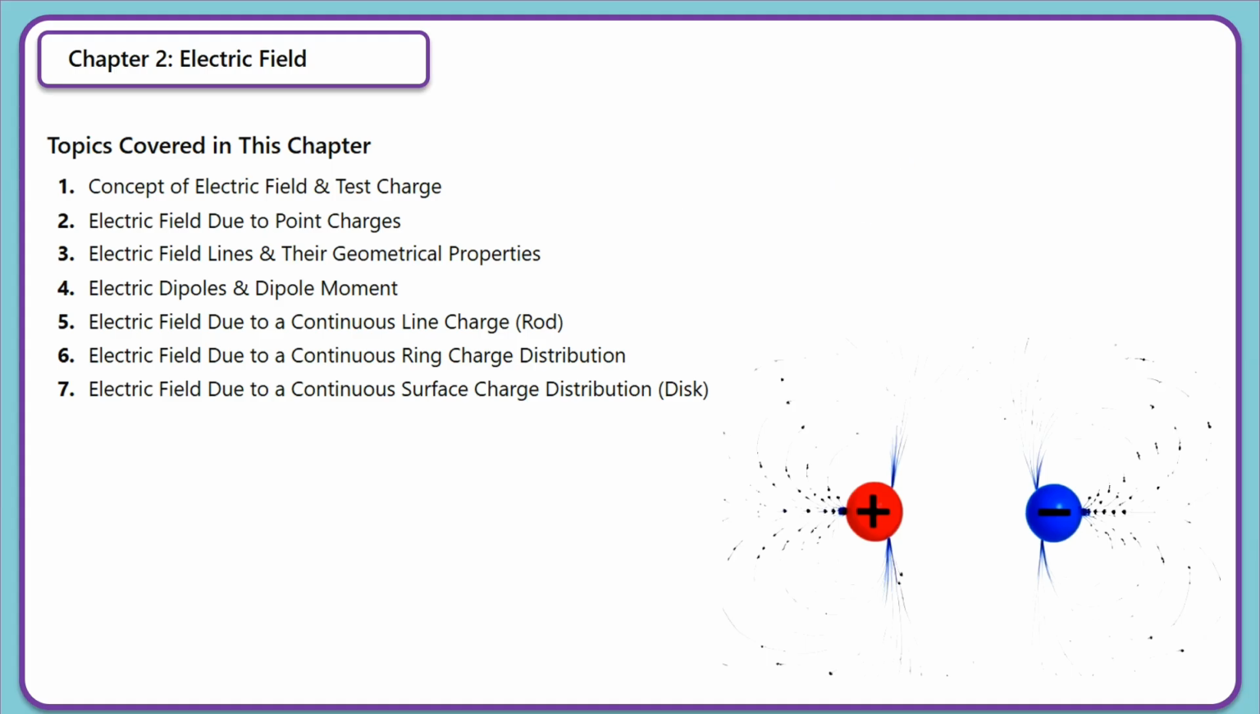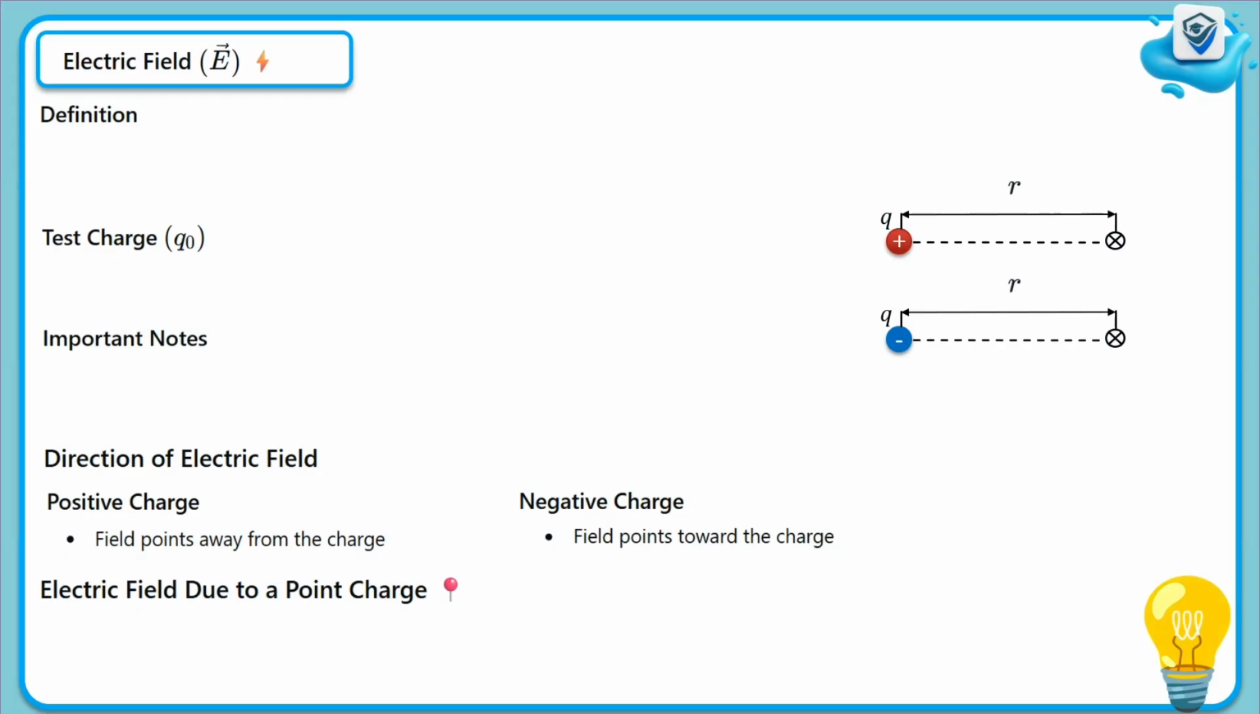Now let's begin Chapter 2, Electric Field. Now let's continue with the electric field concept. The electric field at a point is defined as the electric force per unit positive test charge placed at that point.